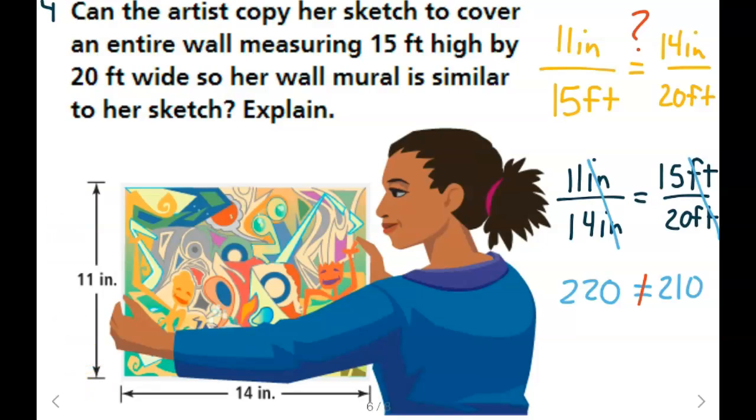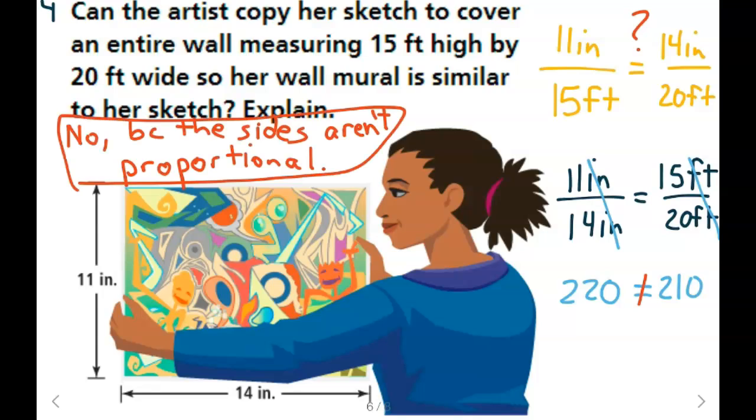So these are not equal. And so there is no way for her to take this sketch and put it on the 15 by 20 wall and have no blank space or anything. So there is not a way to make this similar because the sides are not proportional. So she cannot copy this and put it on that wall with no blank space.